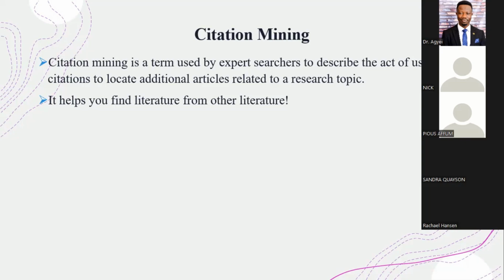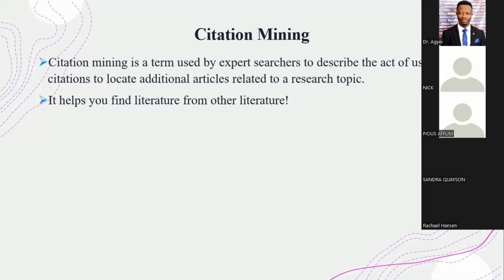Citation mining is a term used by expert searchers to describe the act of using citations to locate articles related to a topic. So when you talk about citation mining, you download an article that is talking about maybe teenage pregnancy, and then you go to the reference section. If you go to the references of that study, you'll be able to get current articles the researcher also used in connection with that topic.